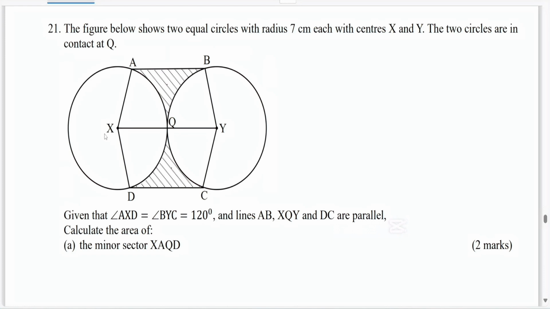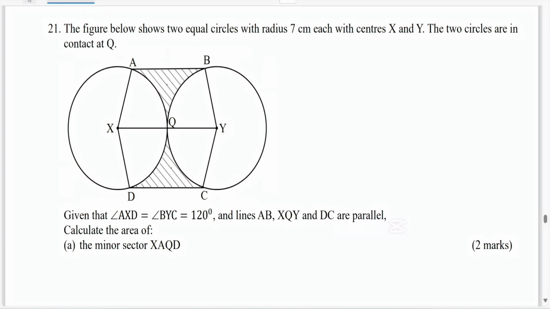So the other question was this question, which says the figure below shows two equal circles with radius 7 centimeter each, with centers X and Y. The two circles are in contact at Q. So given that angle AXD equals angle PYC equals 120 degrees, the lines AB, XQY and DC are parallel. Calculate the area of (a) the minor sector XAQD.